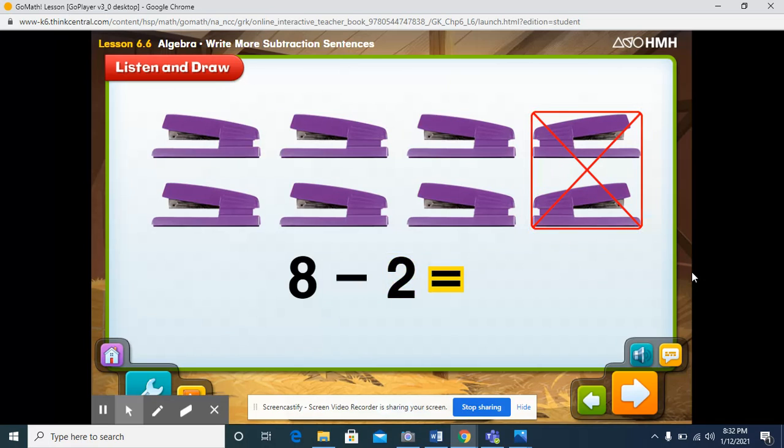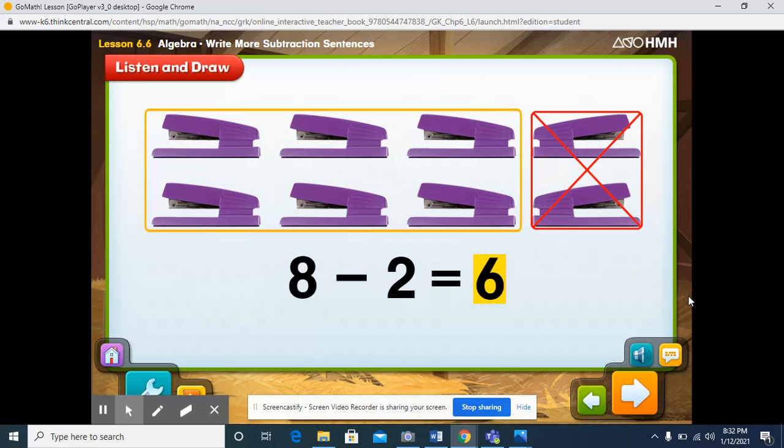This is the is equal to symbol. Remember, the is equal to symbol means is the same as. The last number in the subtraction sentence shows how many staplers are left. Click the staplers that are left to show the last number. 6. So there are 6 staplers left in the set. Click the subtraction sentence to read it. 8 minus 2 is equal to 6.